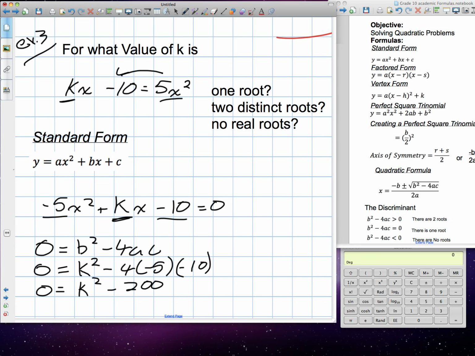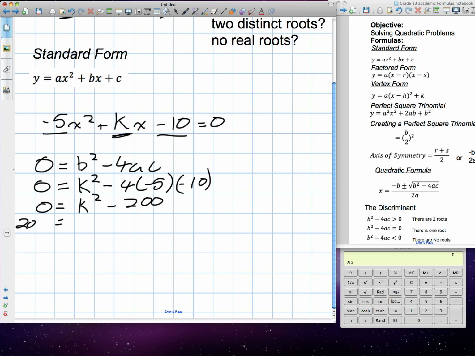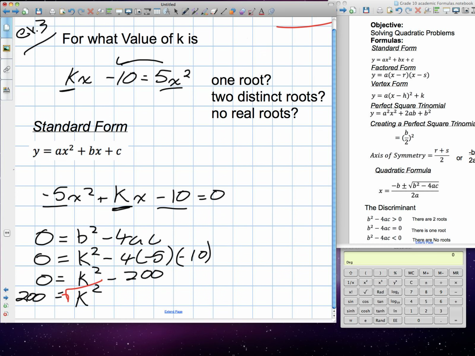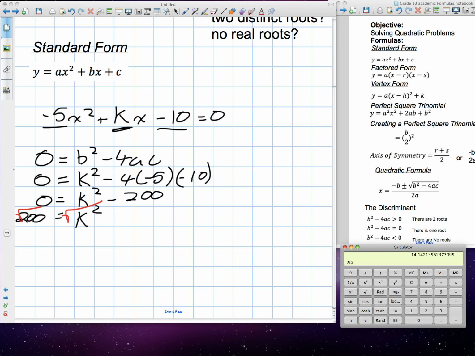So 0 is equal to k squared minus 200. I can solve for what values of k. When I move 200 to the other side of the equation, it becomes positive 200 is k squared. And in order to find my values of k, I'm going to square root both sides. The square root of 200 is 14.14, we'll say.